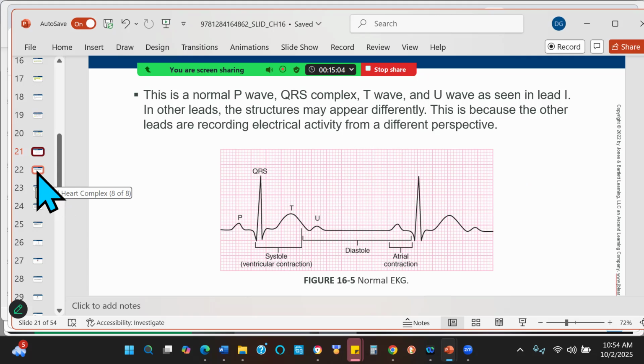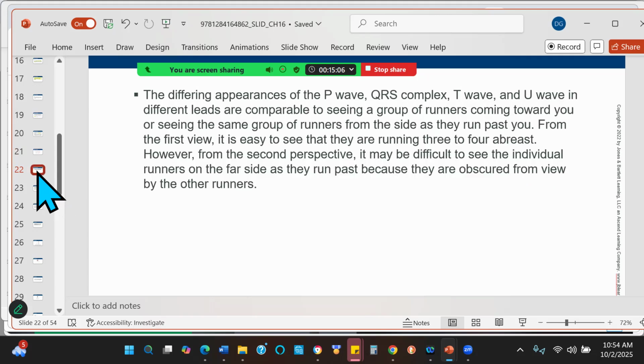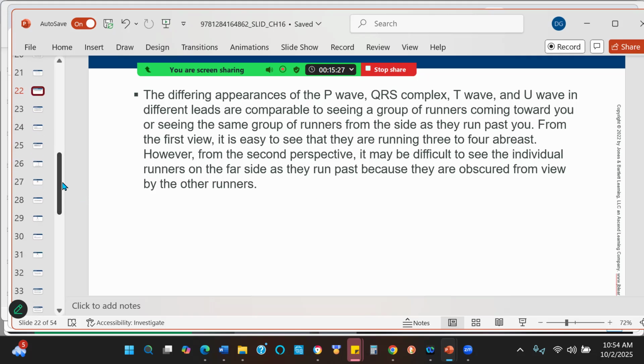PQRST with normal intervals. The differing appearances of P, QRS, and T will tell us interesting things that have to do with axis and also with previous heart attacks, which is fascinating. One of the things that I've always been interested in is I'll see an old heart attack on an EKG. I'm taking the EKG of the patient and say, "Sir, I see that you've had a heart attack at some point. When did that happen?" And the patient will say, "I've never had a heart attack."